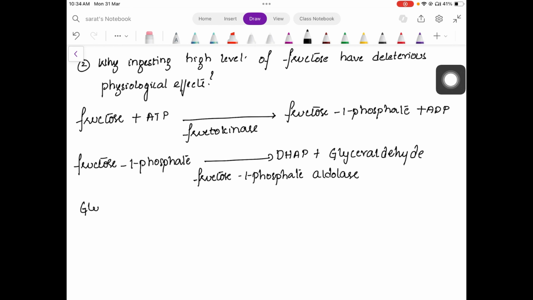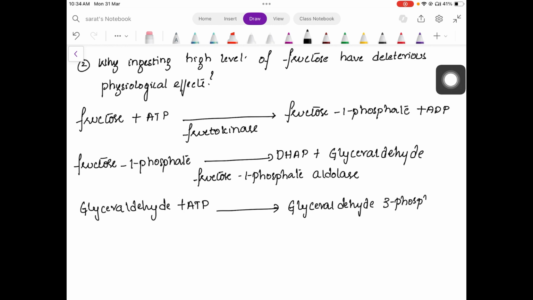Next, glyceraldehyde will take up a phosphate from the ATP and it will be converted into glyceraldehyde 3-phosphate, and ATP will be converted into ADP. Here the enzyme is triose kinase. This is how from fructose directly dihydroxyacetone phosphate and glyceraldehyde 3-phosphate are formed.